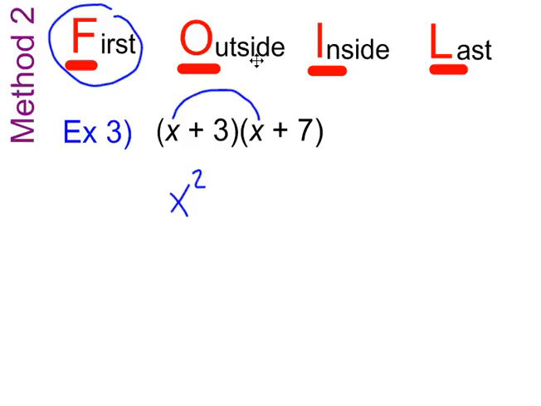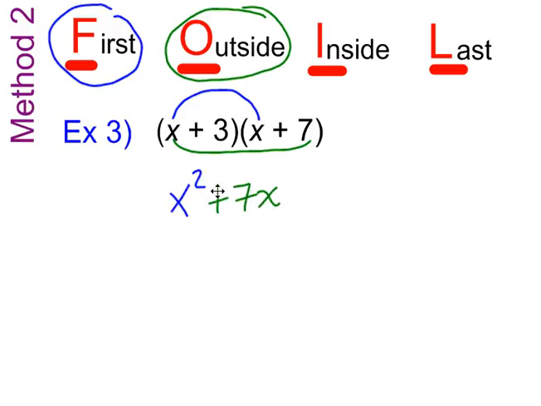Then we're going to talk about the outside terms. Multiply the 2 outside terms together, which would be x and 7. So x times 7 is 7x. Then what we do is we look at the inside terms. If those are the outside, these 2 are the inside. 3 times x is 3x.